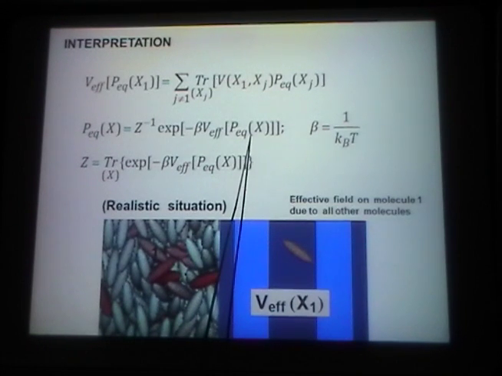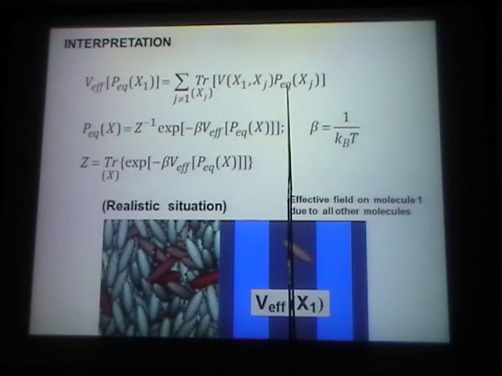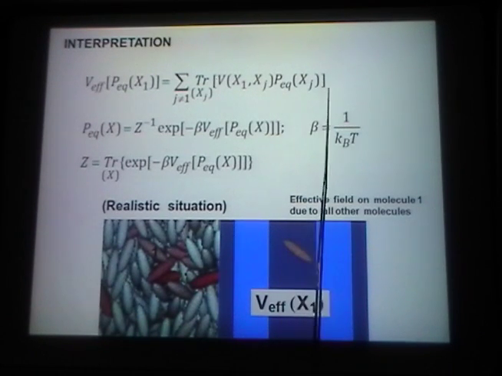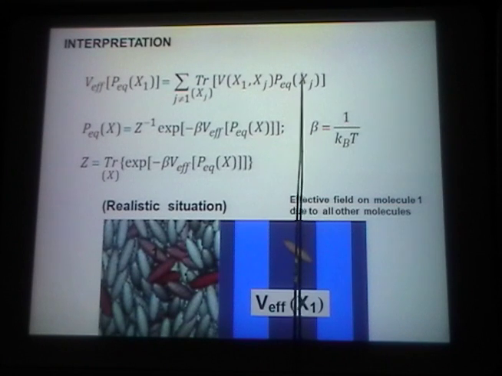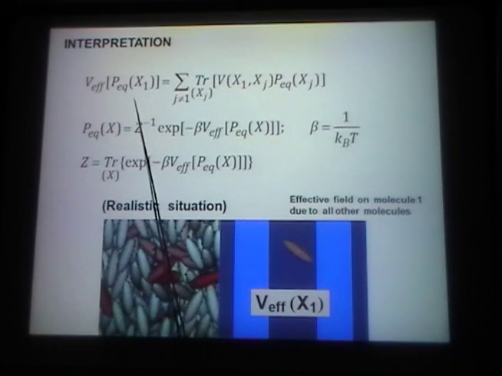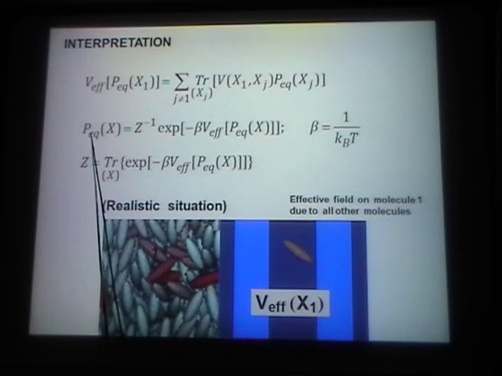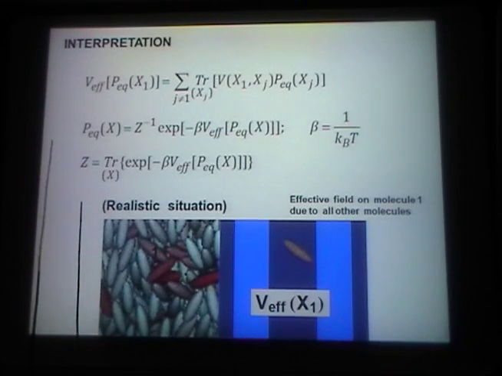This is indeed pretty simple, and well, how to deal with something like that? Namely, I would need to substitute some trial function in here, one particle trial function, calculate the effective potential according to this formula, exponentiate it, calculate normalization, and see whether I can reproduce my equilibrium distribution. So actually, mean field gives you something like a nonlinear integral equation, but for one particle distribution function.